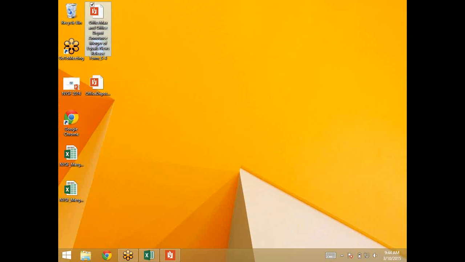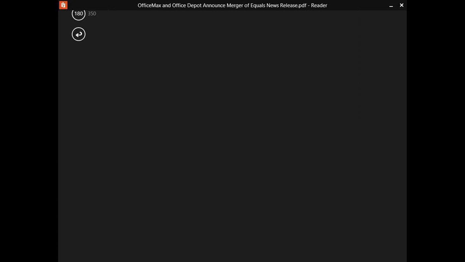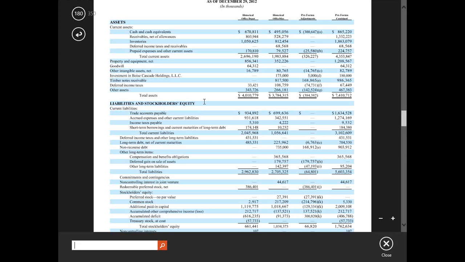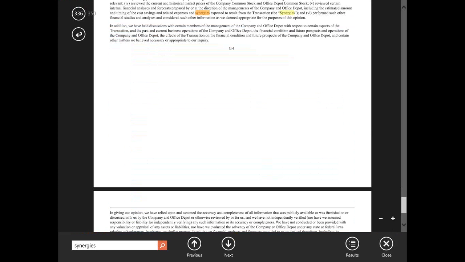Good. Okay, so if you go to the S-4 to try to get more detail, I'm just going to do a quick word search on synergies. Synergies are cost savings. And I expect you guys in a similar situation to spend a little more time than what I'm doing now, but I spent more time previously. Synergies. And just to save time, yep, this is synergies.